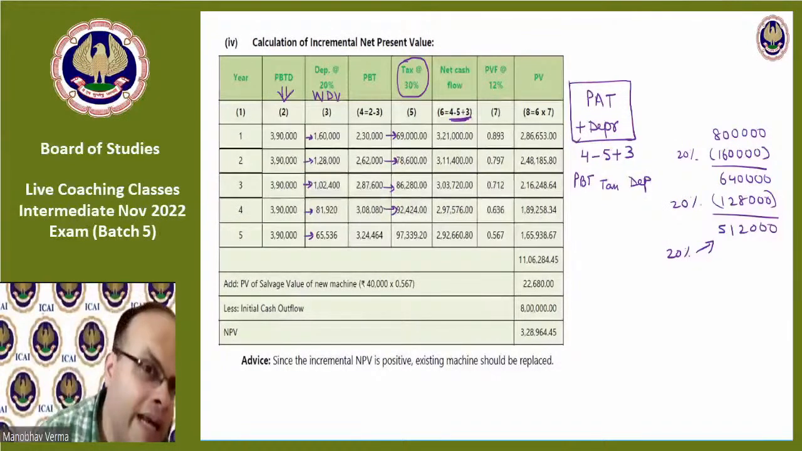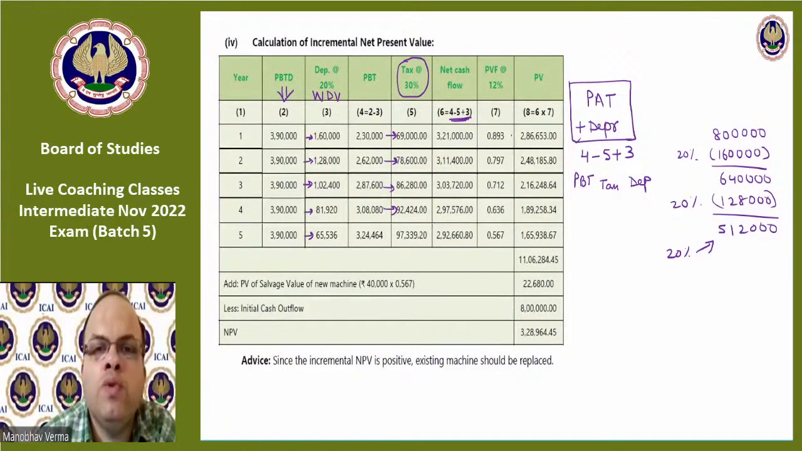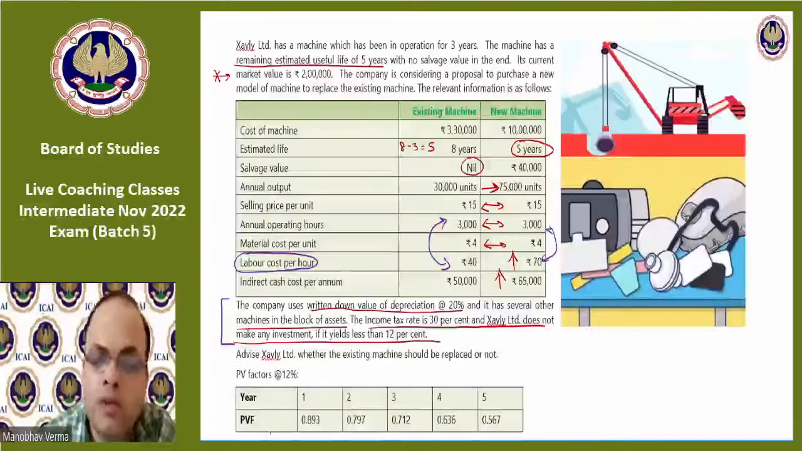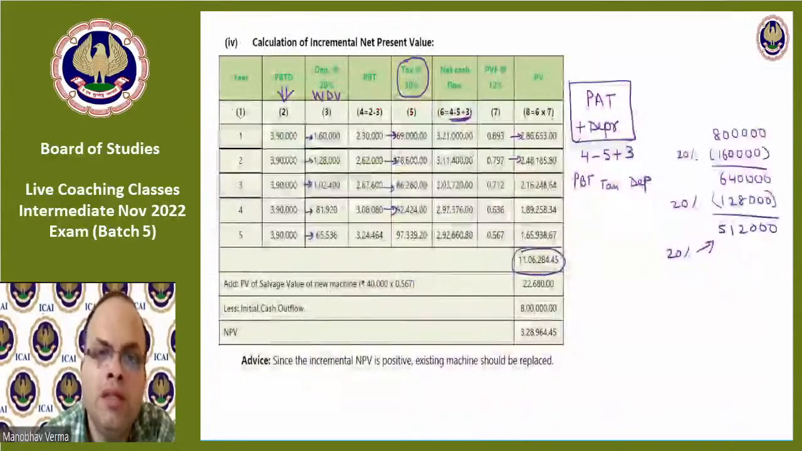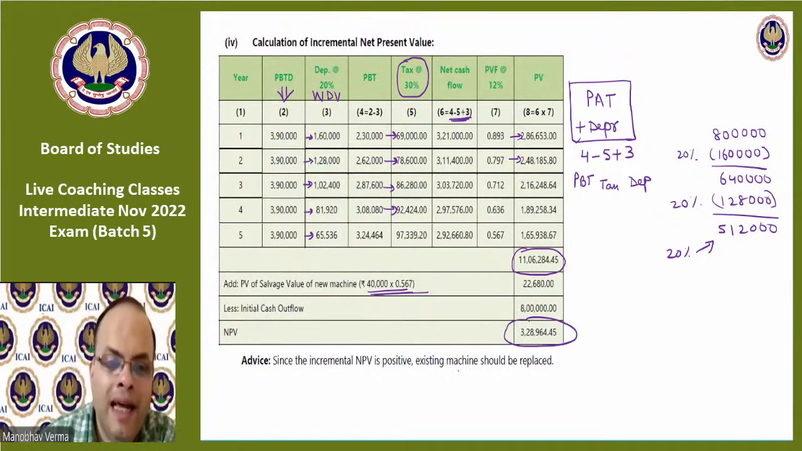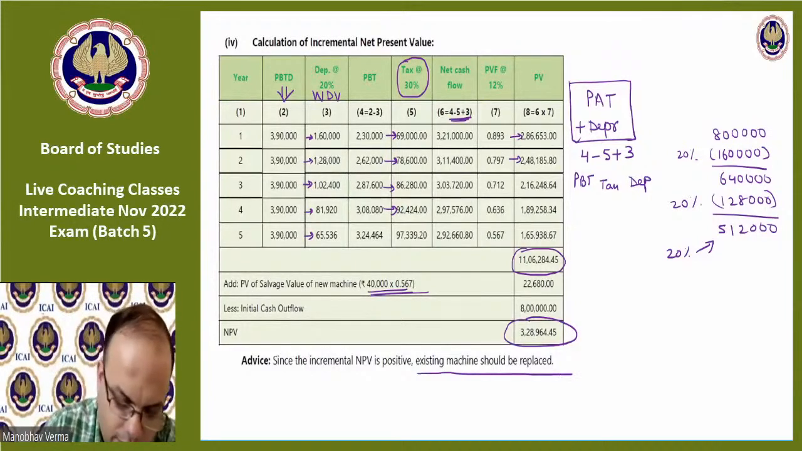And then we multiply all the relevant cash flows with the present value, and we actually get it at 11,06,000 here. And then there is a salvage value of the new machinery. I think that was given in the question itself, 40,000, the third row in the table. The salvage value is 40,000. Again, there is no tax impact over there. So 11,06,000 plus 22,680 minus 8 lakh, you have a huge positive NPV. And hence, we come to a conclusion that existing machinery can be replaced, guys.